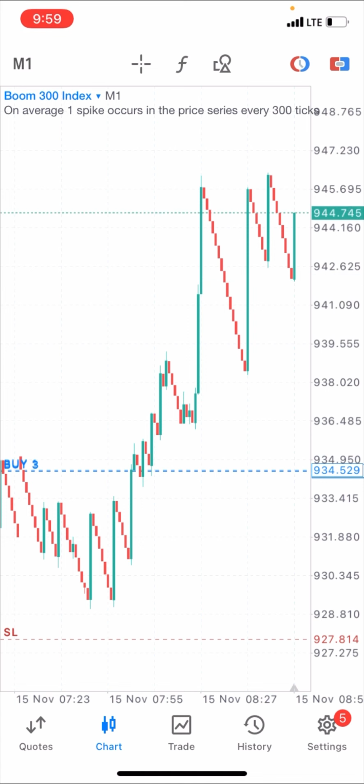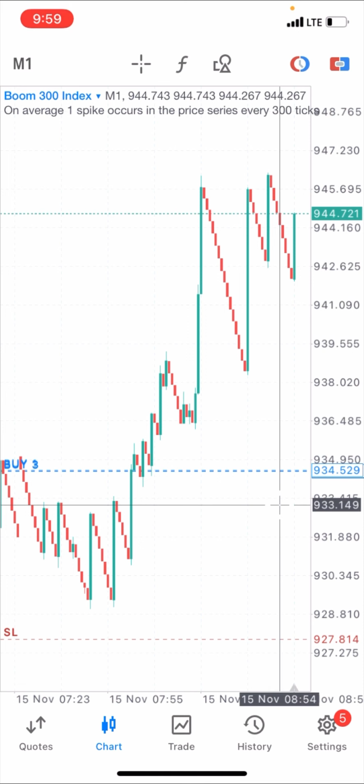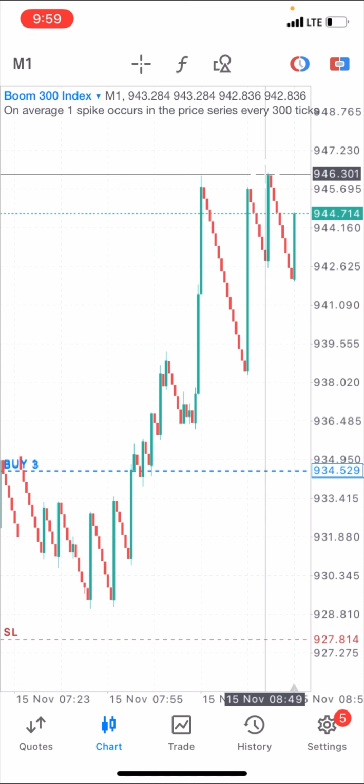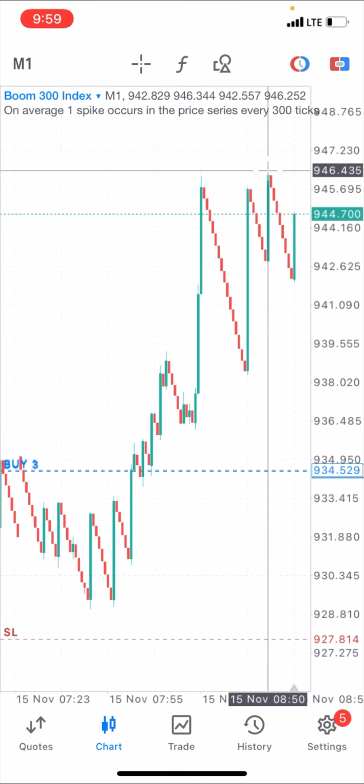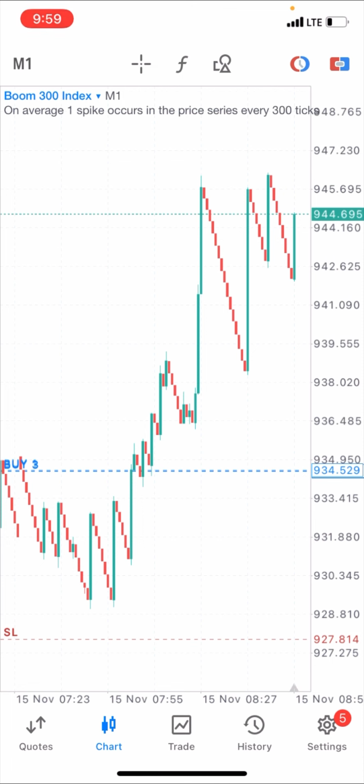That's another spike right there, although it has not gotten to the previous high where we were. I expect more though.